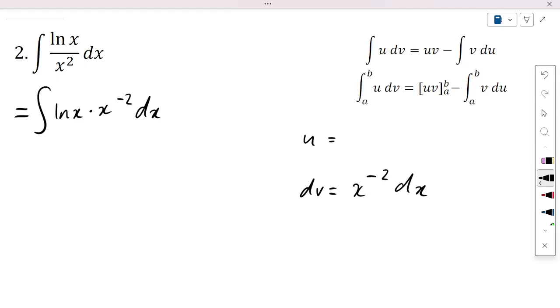And this is when you're actually going to, in your question paper, see a foreshadowing of what your answer would be if you assign different variables. Okay. Then we're going to let u equal to ln x.